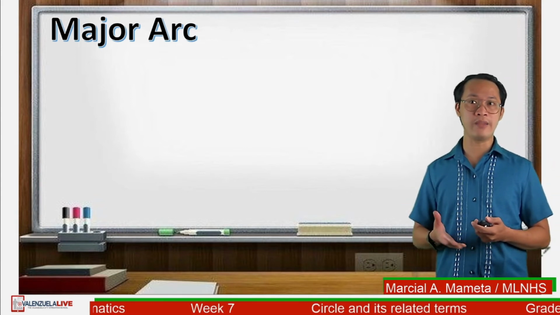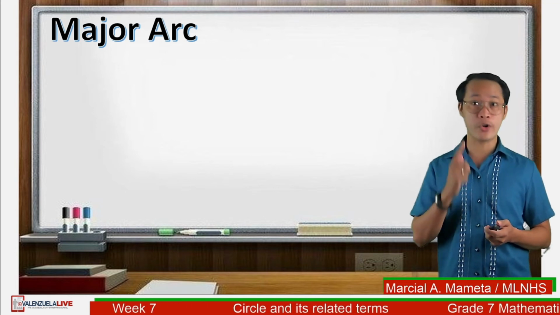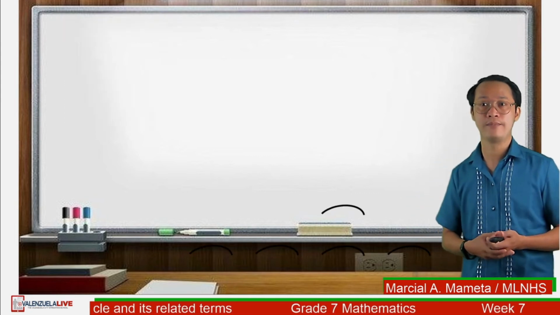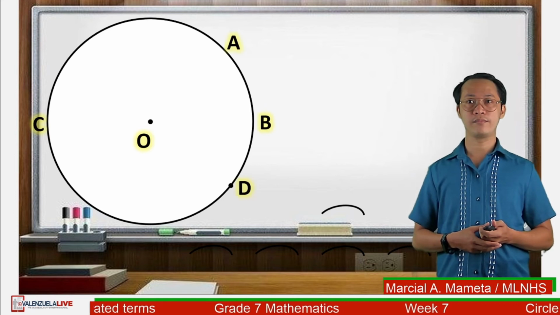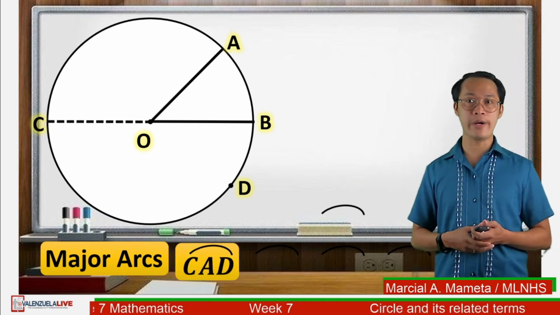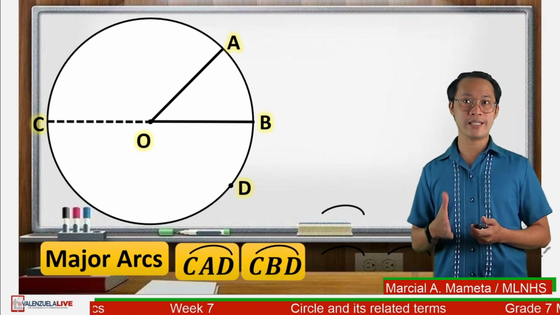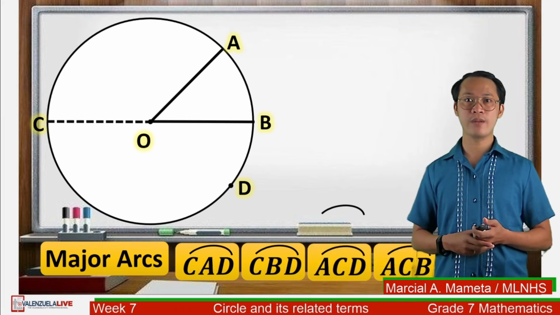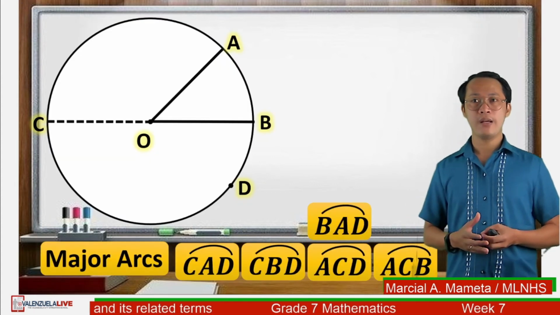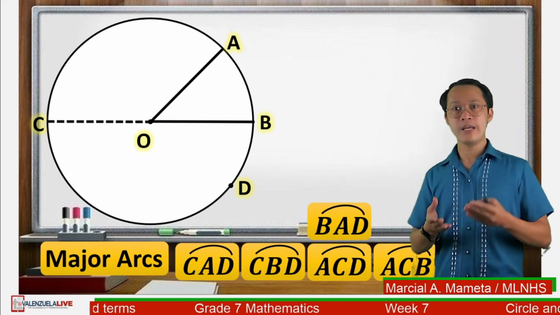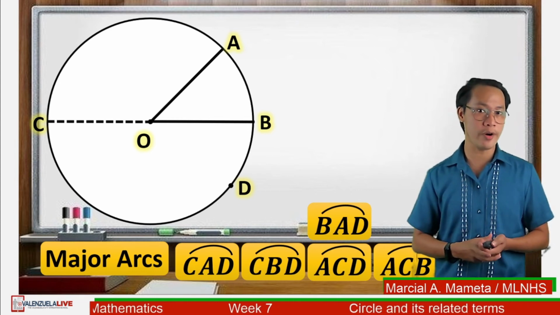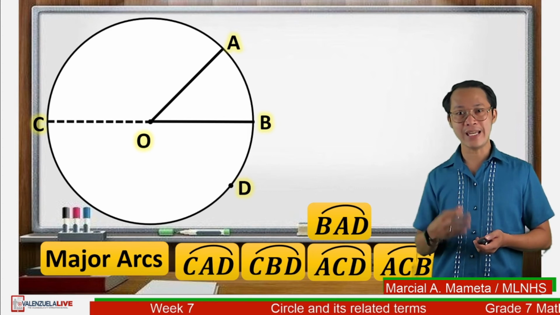After semicircle and minor arc, lastly we have the major arc. A major arc is an arc greater than a semicircle. The major arcs in our example are arc CAD, arc CBD, arc ACD, arc ACB, and arc BAD. To name a major arc, we usually use three letters.